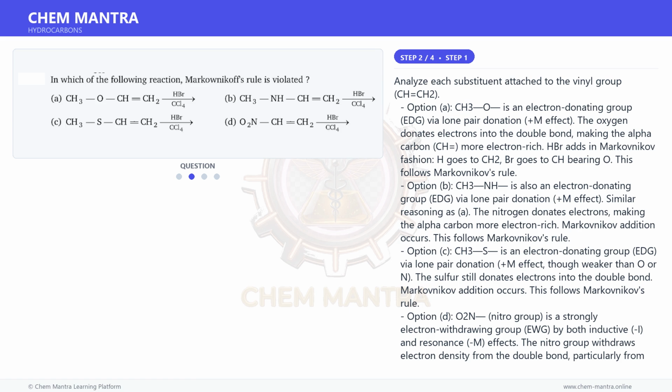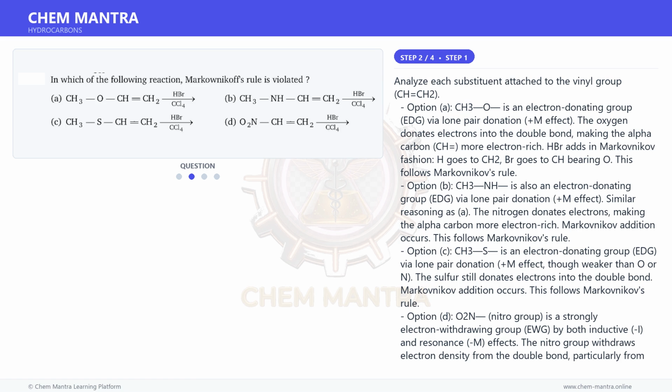Option C. CH3S is an electron-donating group, EDG, via lone pair donation plus M effect, though weaker than O or N. The sulfur still donates electrons into the double bond. Markovnikov addition occurs. This follows Markovnikov's rule.